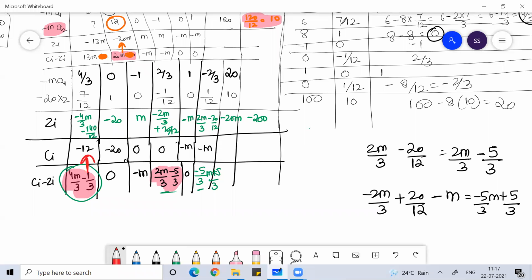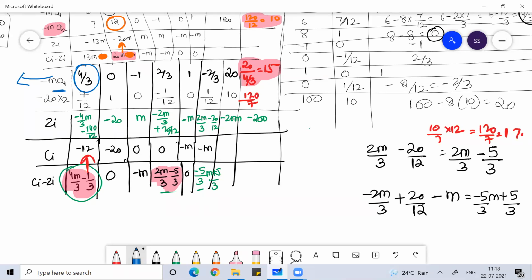If it enters the solution, then you can find theta. Theta would be 20 divided by 4 by 3, which means 15. And theta here would be 10 divided by 7 by 12, that would be 120 by 7, which is 17 point something. 7 times 17 is 119. So the smallest value of theta corresponds to 15. It means E1 will exit the solution, and your pivot element will be 4 by 3.